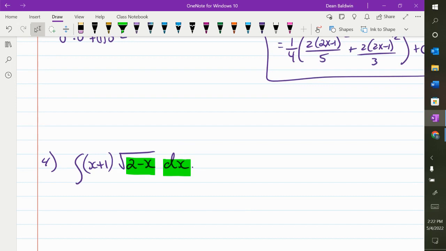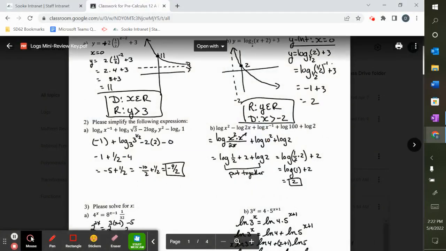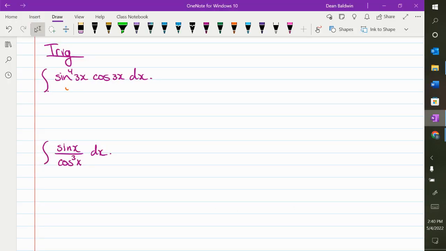Do number 4, please. Boom. Okay, trig 1. The integral of sine to the power of 4 of 3x times cos 3x times dx. What is u going to be? You're close. It's not going to include the exponent.